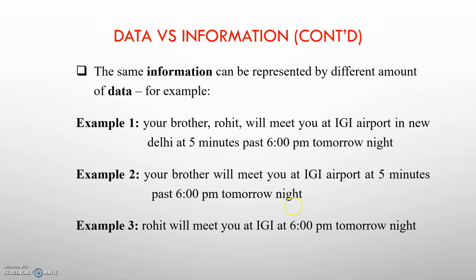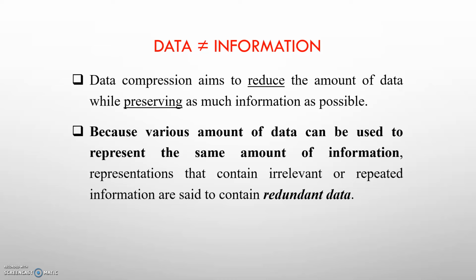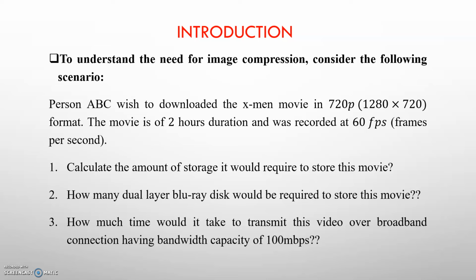Cool. Like here we try to see that, okay, your brother, this is something quite obvious. Like I know the name of my brother, right? And this is also quite obvious. We know that IGI airport is in Delhi, so there is no relevance in telling this information. So this is what we try to do. We try to find the redundant data, and with that we try to keep the information intact. That is the crux.